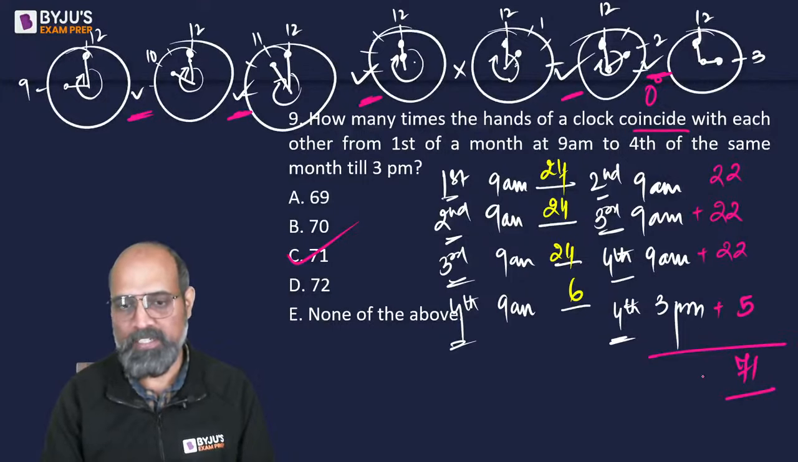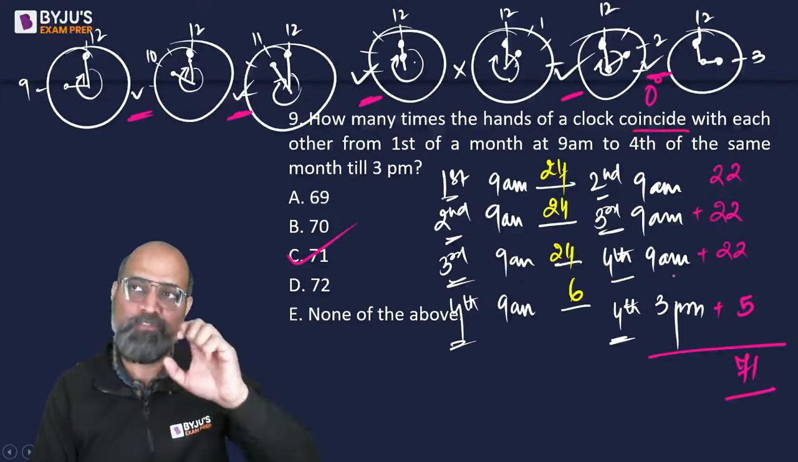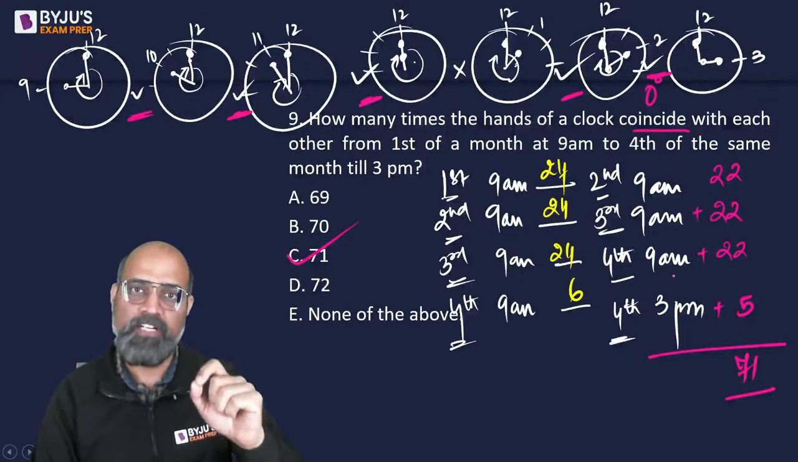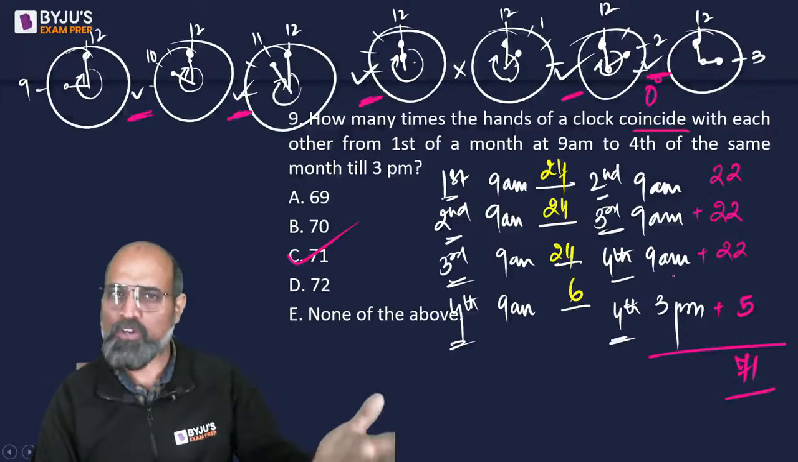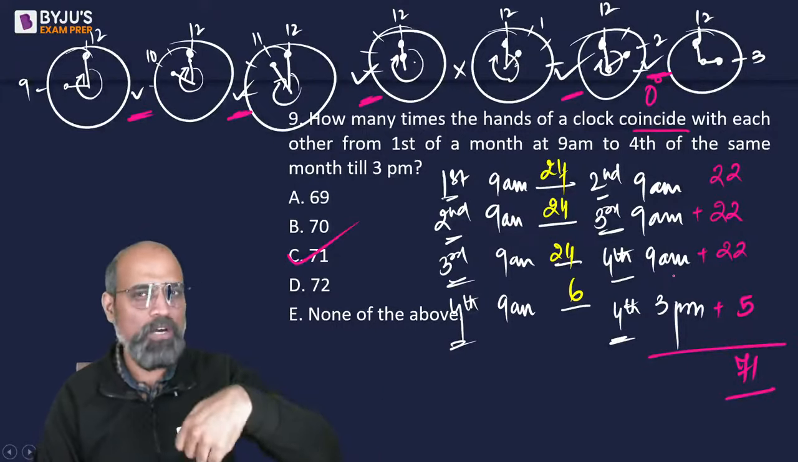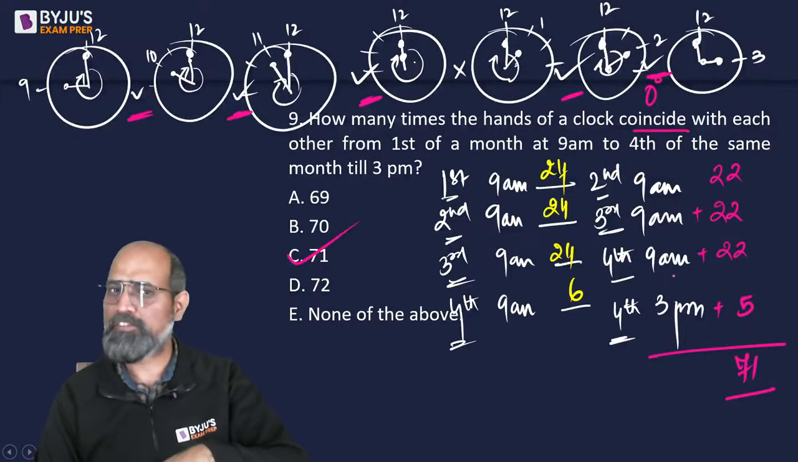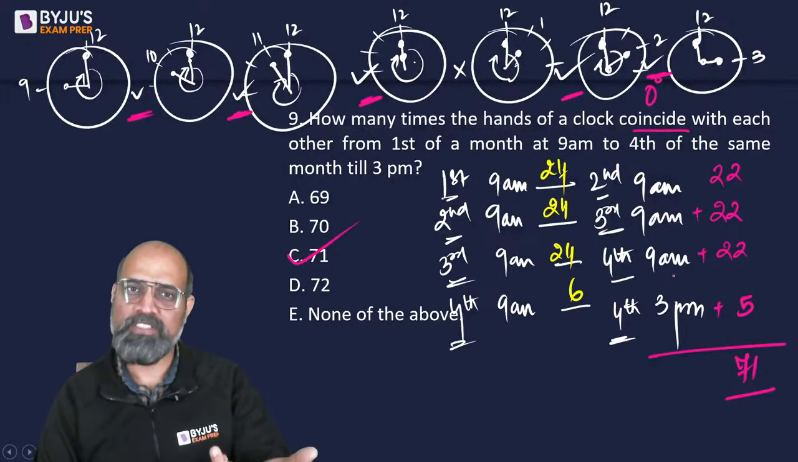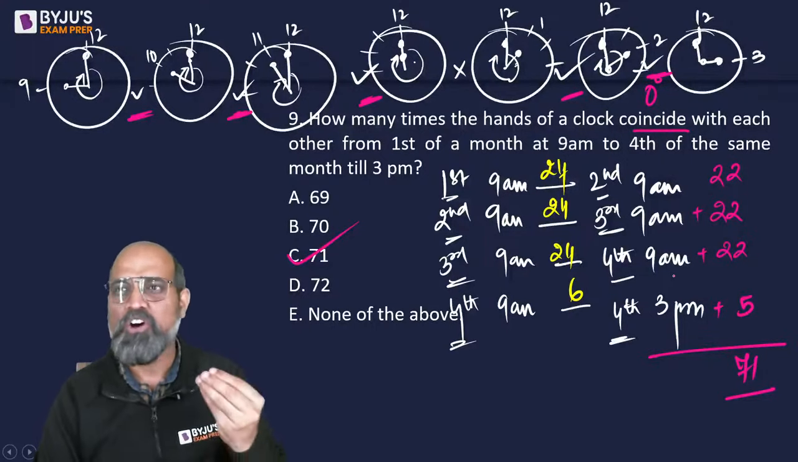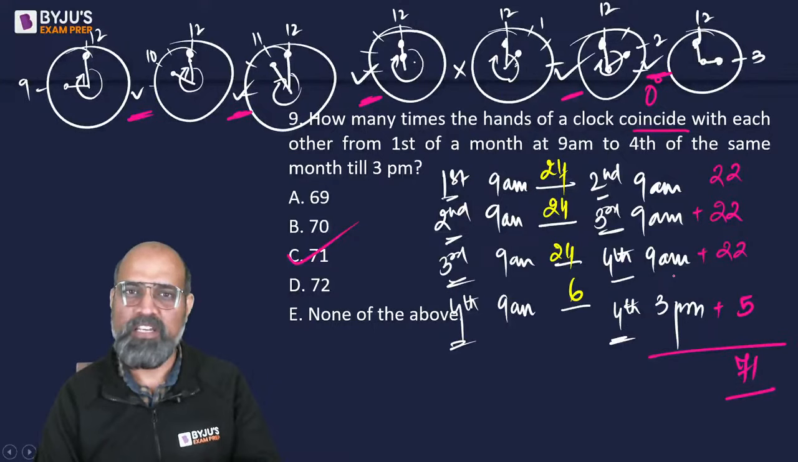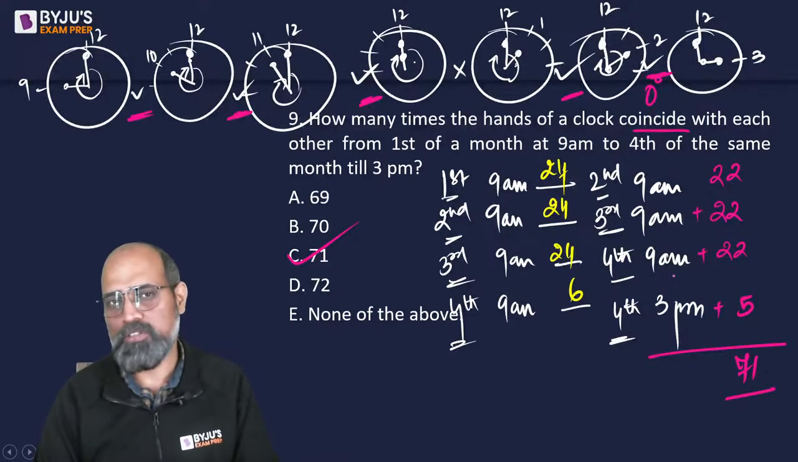I hope this is clear. If any one of you is facing difficulty when it comes to clocks, you must be having an analog clock or wall clock in your house, right? Take it down, take out the cell from it if it works on a cell, and then just move around the hands and see how many times it happens. All you have to do is spend 30-40 minutes and you will understand a lot about clocks.